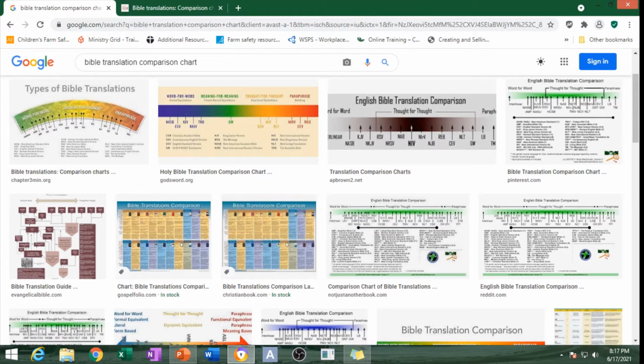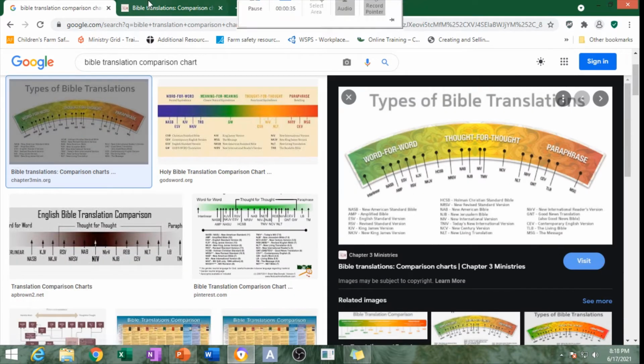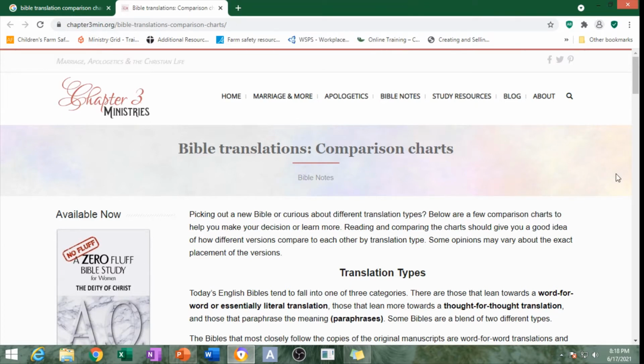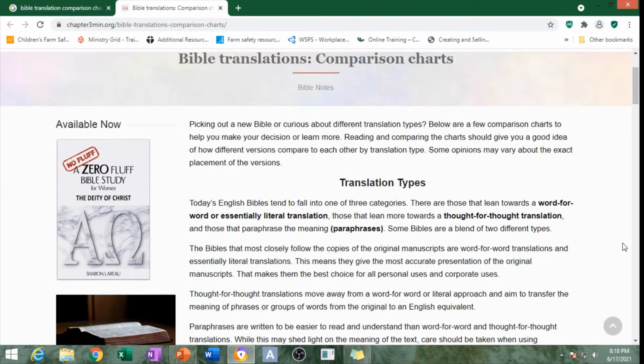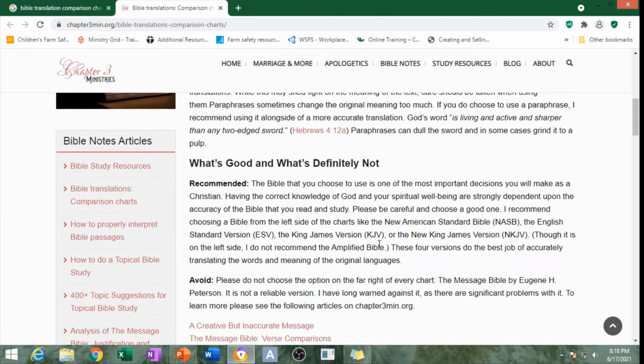What I did was I just typed "Bible translation comparison chart" into Google and clicked on the images, and all I did was click on this first one and visit the site. This is not a site that I can vouch for, but just skimming the article, it seems okay. I cannot vouch for the ministry that wrote it. But this one basically explains that.